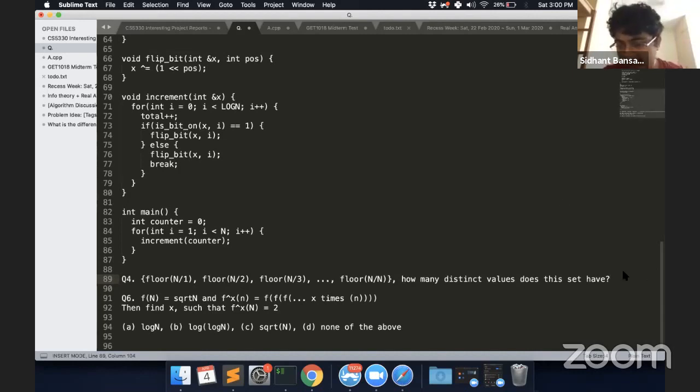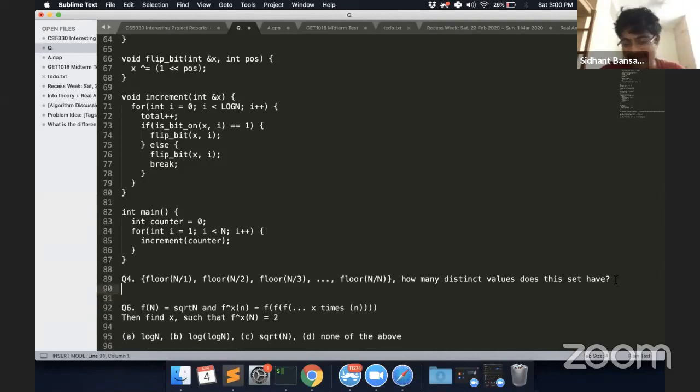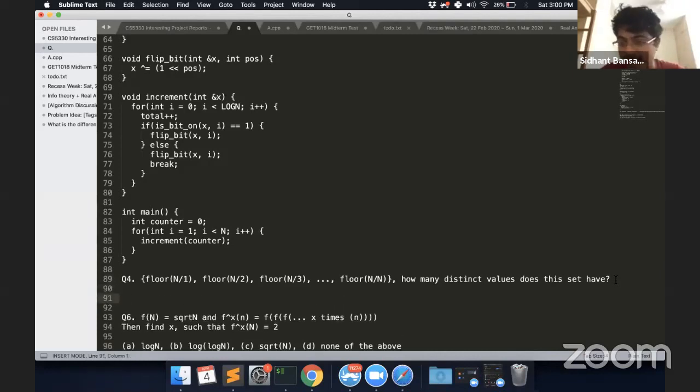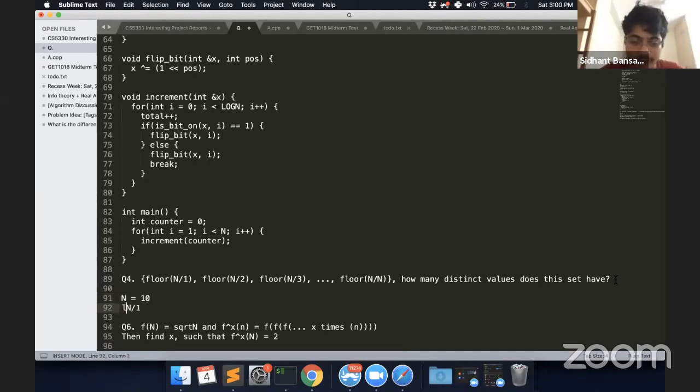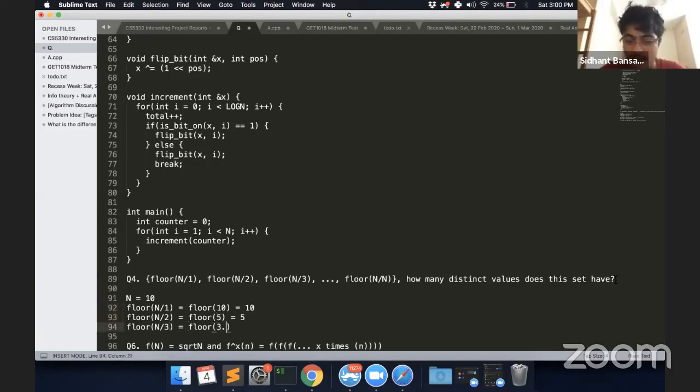So you have the set of numbers which is basically equal to floor of n by 1. Floor is basically a math function which takes the floor of the double. So if you have, let's say, n equal 10, floor of n by 1 means floor of 10. Floor of n by 2 means floor of 5. Floor of 10 is 10 and floor of 5 is 5. If you do floor of n by 3, it means floor of 3.333, which is 3. The floor brings it down.